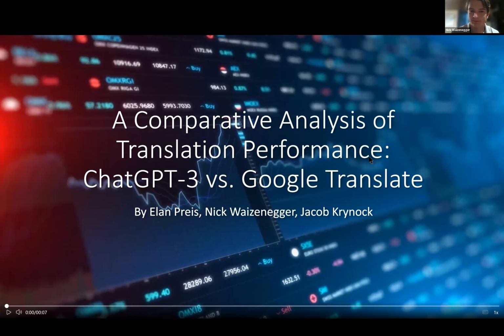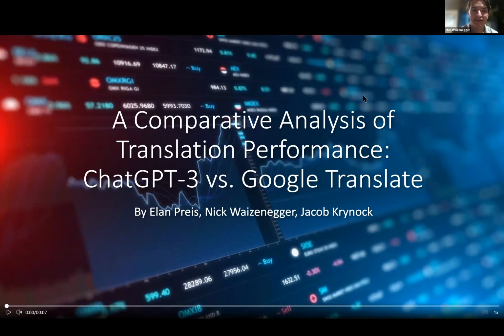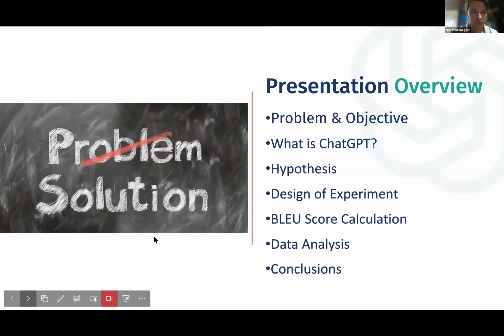Unfortunately, our teammate Jacob couldn't make it today, but we did a comparative analysis to see if ChatGPT 3 was better than Google Translate at translating various languages. For the presentation overview, we're going to start with the problem and objective, then go into what ChatGPT is, our hypotheses, design of experiment, how the BLEU score is calculated, data analysis, and then we'll draw some conclusions.